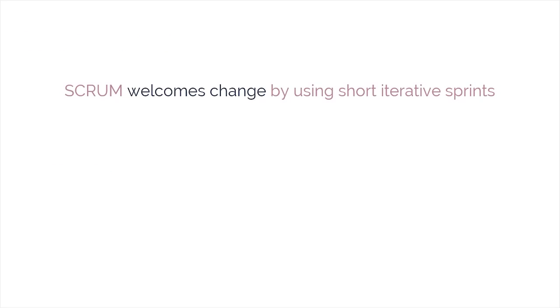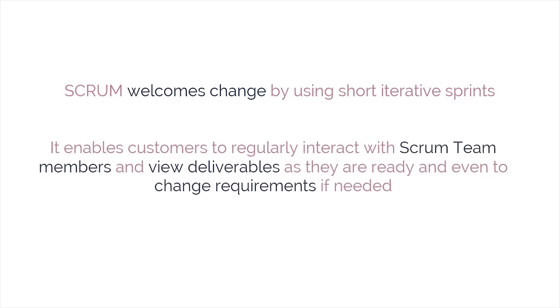Scrum projects welcome change by using short, iterative sprints that incorporate customer feedback on each sprint's deliverables. This enables the customer to regularly interact with the Scrum team members, view deliverables as they're ready, and change requirements if needed earlier in the sprint. Also, the portfolio or program management teams can respond to change requests pertaining to Scrum projects applicable at their level. Let's now look at the last Scrum aspect, which is risk.